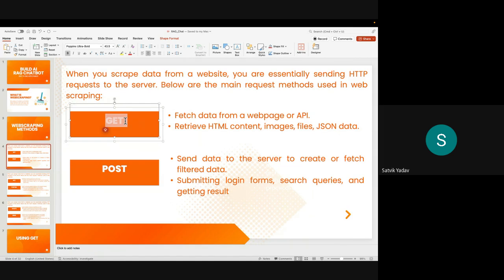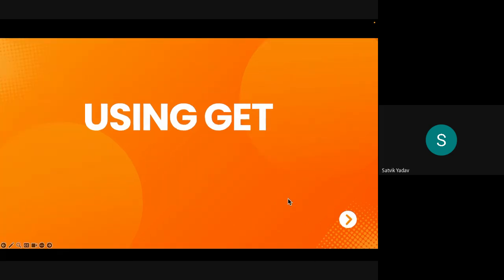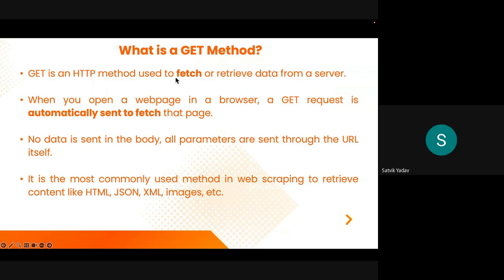Okay. So now we are going to study about the get method, because get is something which is used for web scraping, right? All the other methods are not for web scraping. They are used to update something, filter, something like that, right? So let's study about the get method. Get is an HTTP method used to fetch or retrieve data from a server.